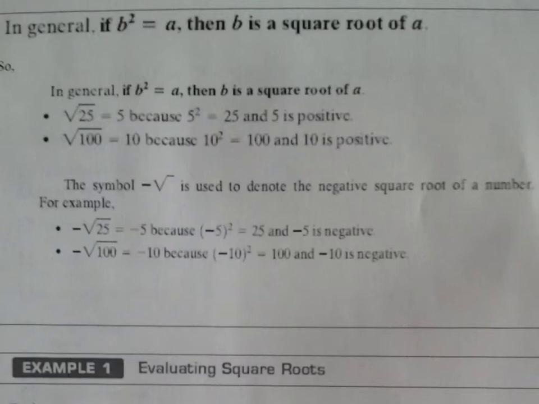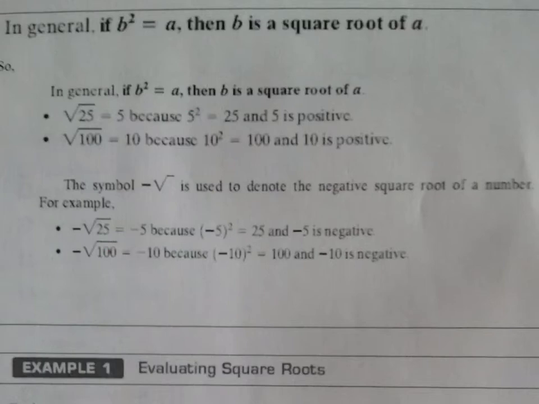Is that what this says? And now the square root of 100 is 10 because 10 squared equals 100, and 10 is positive. The symbol negative square root is used to denote the negative square root of a number. For example, negative square root of 25 is negative 5. And negative square root of 100 is negative 10. So when the negative's in front, all you do is you take the square root and you put a negative in front of your answer.